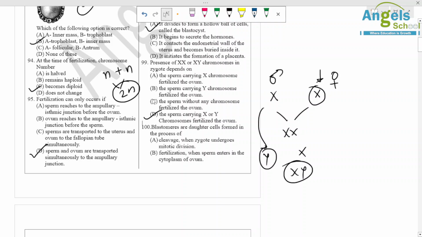Okay, question number 100. Blastomeres are daughter cells formed in the process of cleavage when the zygote undergoes mitotic division. Okay, so blastomere is a result of cleavage. So option A is correct in this case.